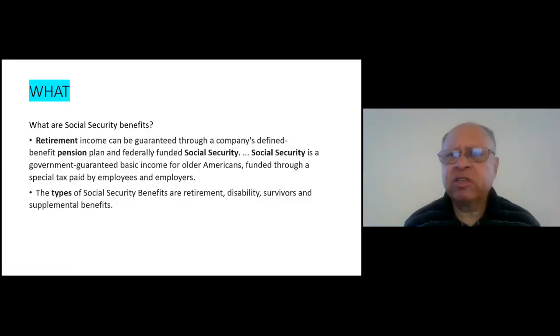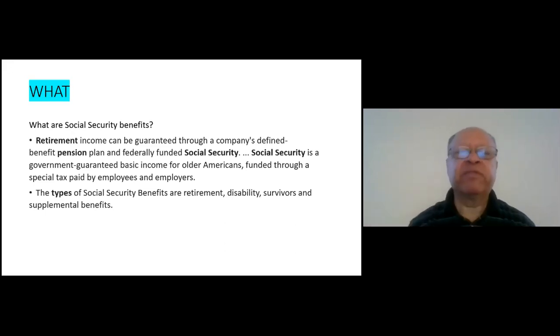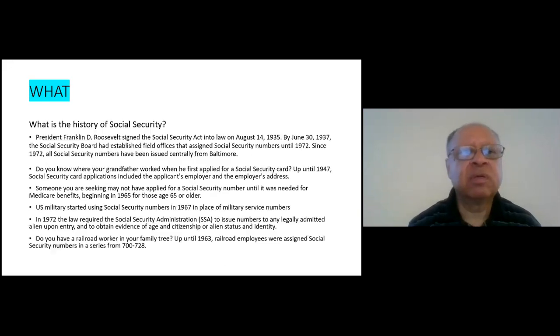Now, one of the key things I always ask myself is, what are Social Security benefits? And one of the key things that always comes up is retirement income. Again, it can be guaranteed by a company through a defined benefit pension plan, or there is a federally funded Social Security program. It's a guaranteed program for older Americans, funded through a tax paid by both employees and employers. But there are multiple types of Social Security benefits: the retirement, disability, survivors, and supplemental benefits.